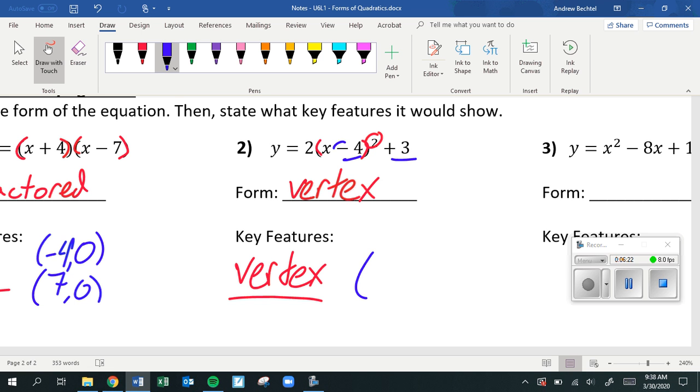Make sure, though, that this sign here changes. It's going to be a positive 4, and then the k value would stay at 3. That's this here at the end. It wouldn't change. But the h value needs to change its sign.